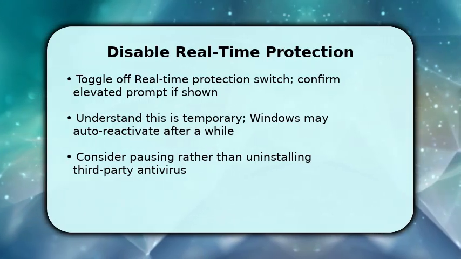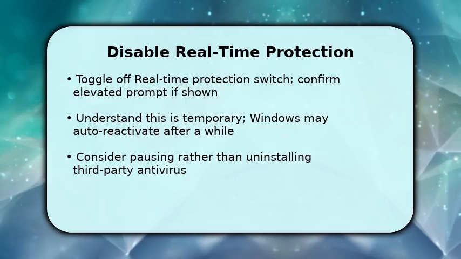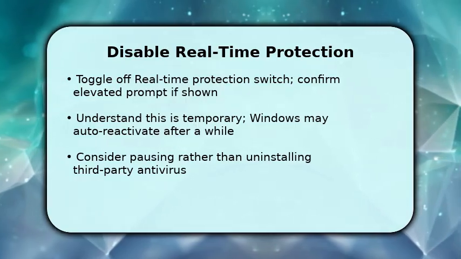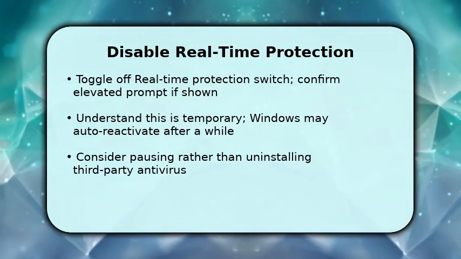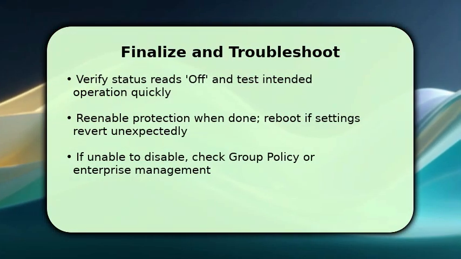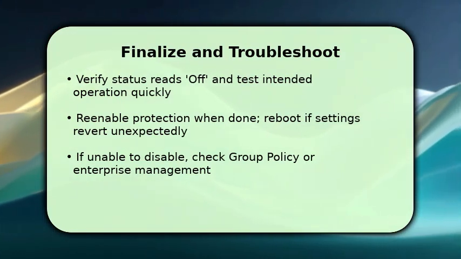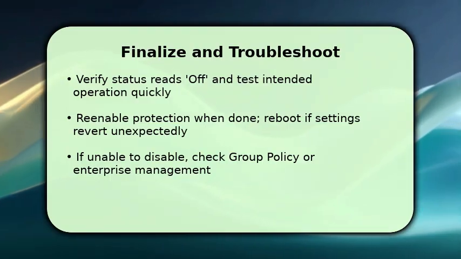If you run third-party antivirus, consider pausing its protection instead of uninstalling. That reduces risk and preserves your security posture. You finish by confirming the status shows off in the settings and then perform the action that required protection disabled.